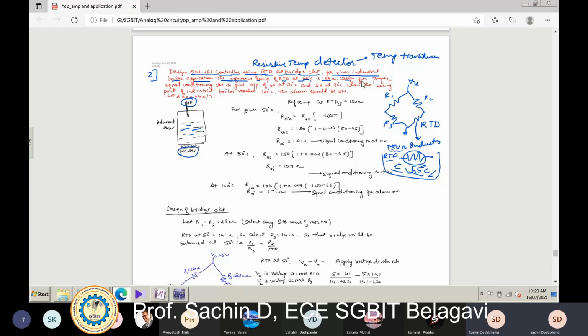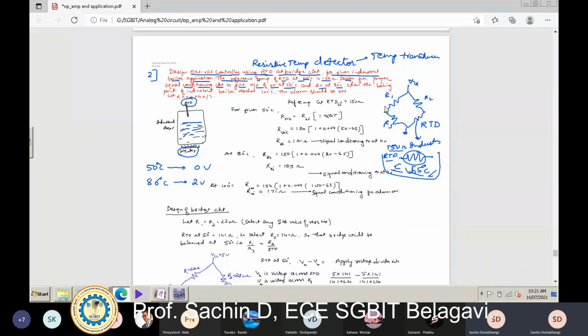Design for proper signal conditioning. Signal conditioning means you need to include some amplifiers and so on for the required design. The signal conditioning circuit should give an output of 0 volt at 50 degrees centigrade and 2 volt at 80 degrees centigrade. I am speaking about the temperature of this boiler. If the temperature of the boiler is 50 degrees centigrade, it should give output as 0 volt. If it is 80 degrees centigrade, it should give output as 2 volt.